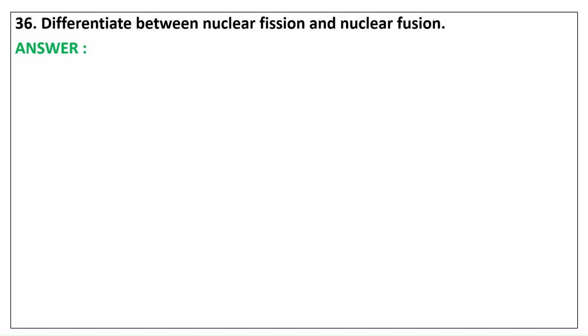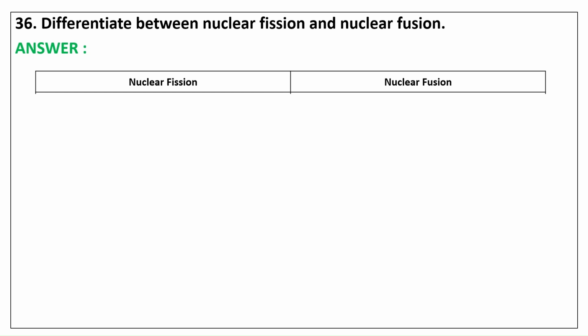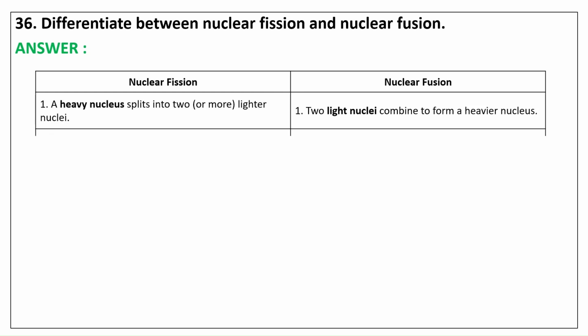Next. 36. Differentiate between nuclear fission and nuclear fusion. Answer. Nuclear fission and nuclear fusion. 1. Nuclear fission. It is a heavy nucleus splits into two or more lighter nuclei. Nuclear fusion. It is two light nuclei combined to form a heavier nucleus.